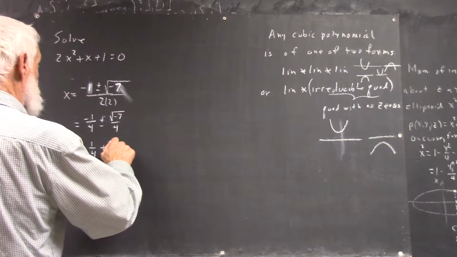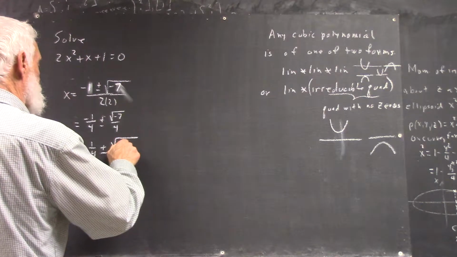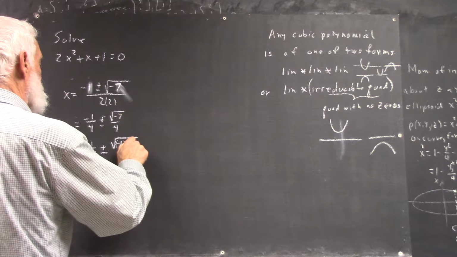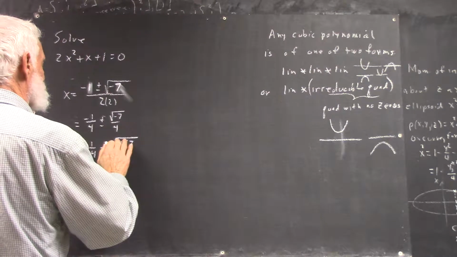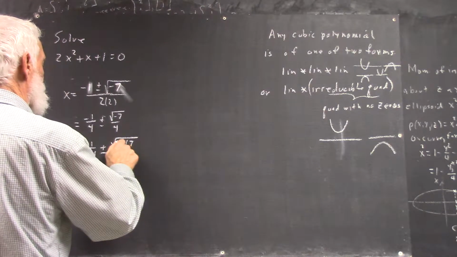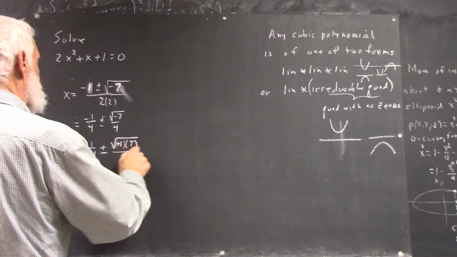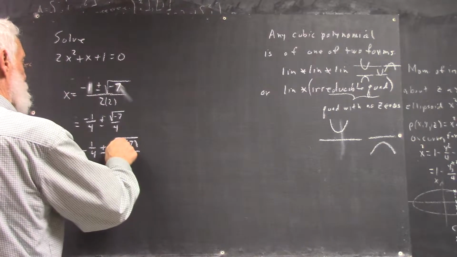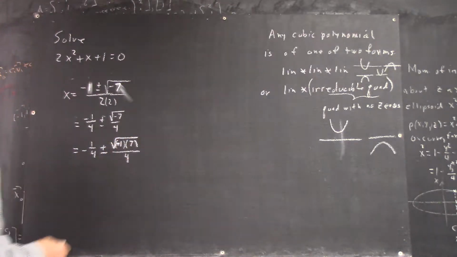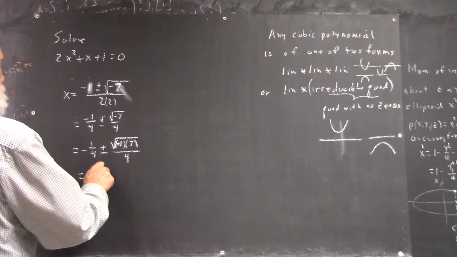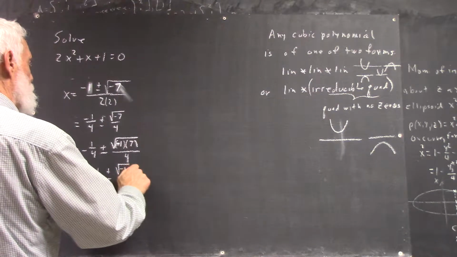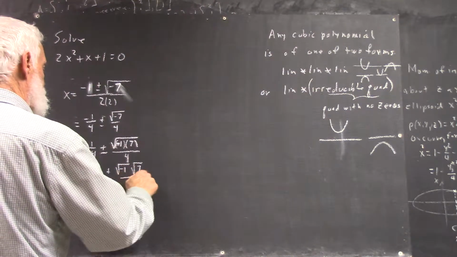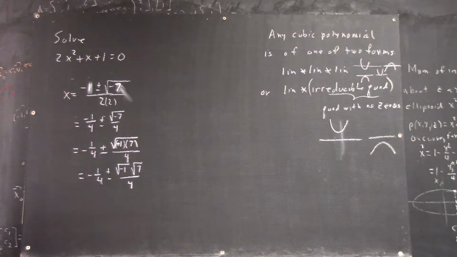We can write this as the square root of -1 times 7/4, right? And that's -1/4 plus or minus the square root of -1 times the square root of 7/4, right?